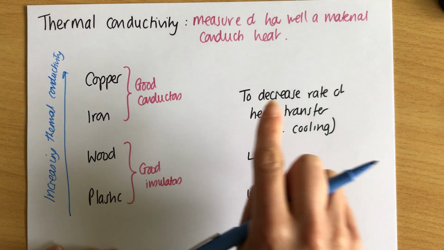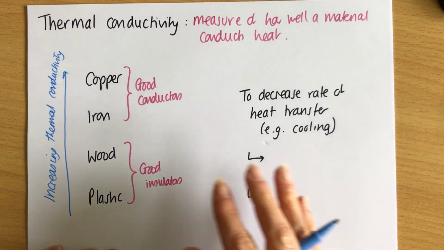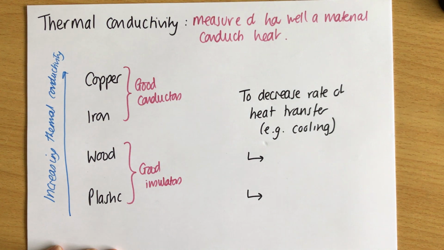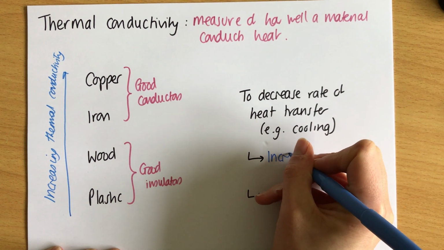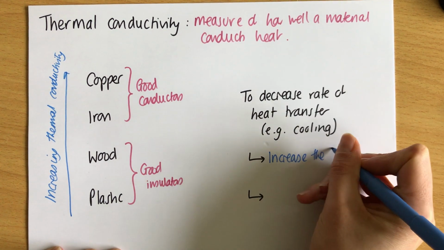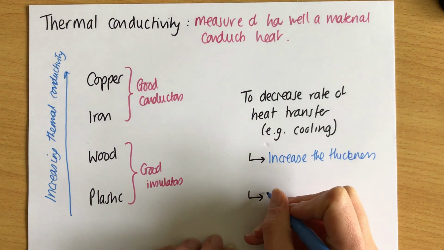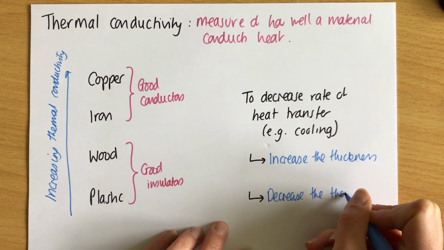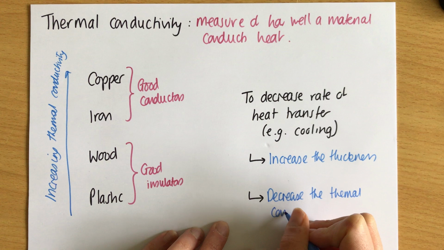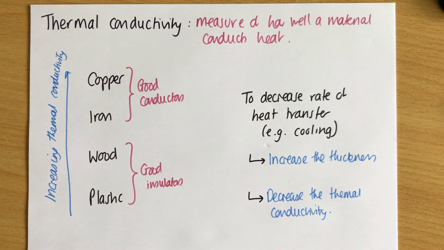Now, if we want to decrease the rate of heat transfer, i.e. decrease the rate of cooling, so if it's the middle of winter and you've got a really warm house and you want to keep it warm and not let it get cold, there's two things you can do, okay? You can increase the thickness of your walls, or you can decrease the thermal conductivity of your walls. You want to be made of materials that don't conduct heat well.